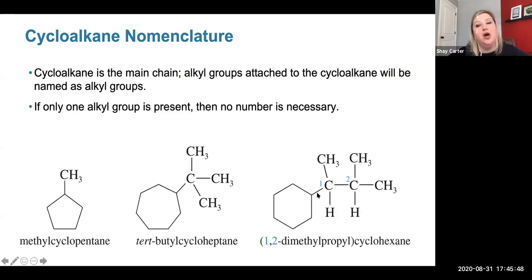Now, here we have a complex group. This complex group is a propyl group, 1, 2, 3 carbons long, and we have 2 methyl groups coming off of that propyl group. So this would be 1, 2 dimethyl propyl, in parentheses, cyclohexane. Practice your nomenclature on Nomenclature 101.